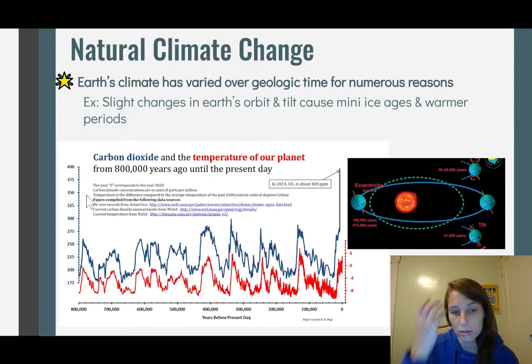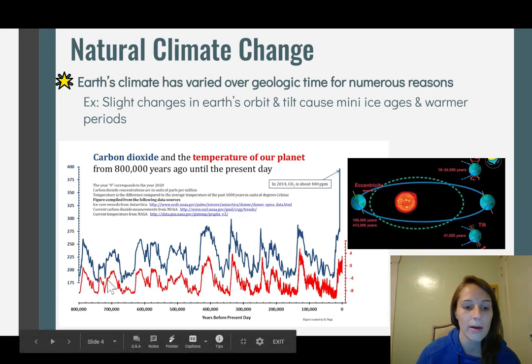Now, if we look at a time scale over hundreds of thousands of years, you can see that we do have natural fluctuations in our temperature. So the red line here is representing temperature. And over time, you can see there's periods where we have generally warmer temperatures, which are going to be warmer periods, colder ones, which are going to coincide with more ice age type times.